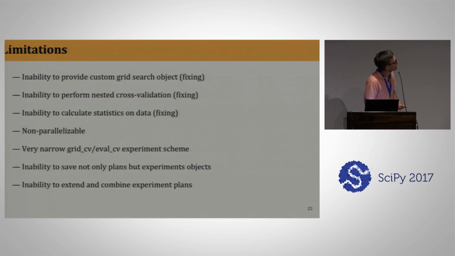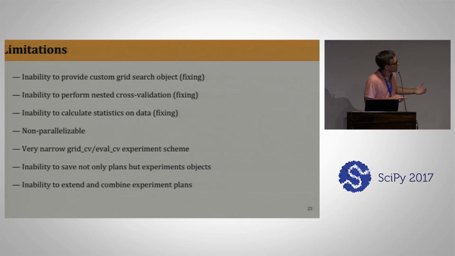So, what are the limitations? There are a lot of limitations, to be honest, because we developed Reskit for our particular purposes. Some things we are fixing, for example, the ability to provide a custom grid search object, to perform nested cross-validation, and to calculate statistics on data. For example, when calculating ICC, we just forked our Reskit and rewrote the code to calculate some kind of statistics, and it's not a good way to do it.